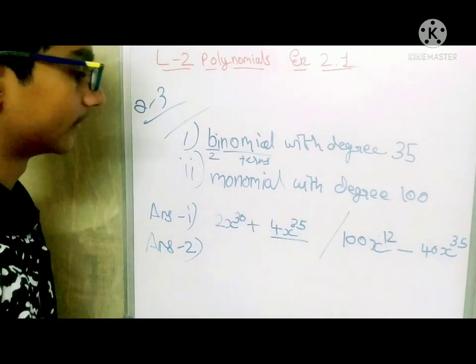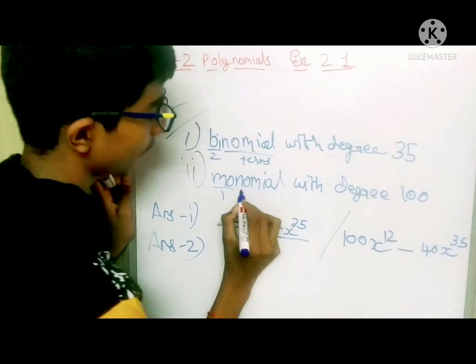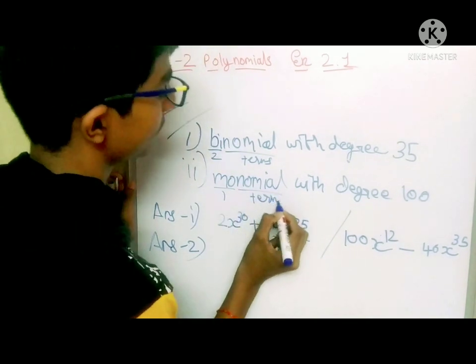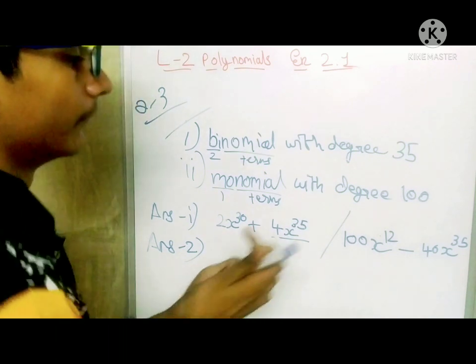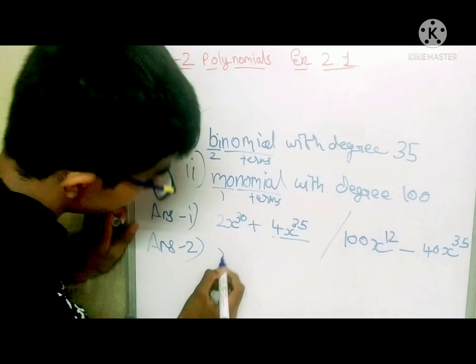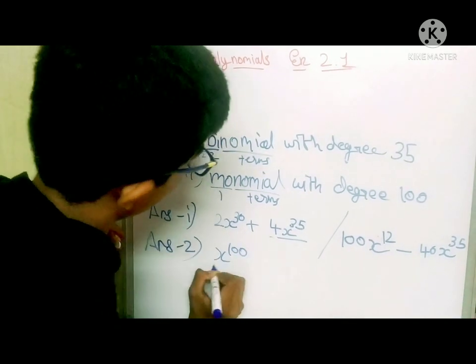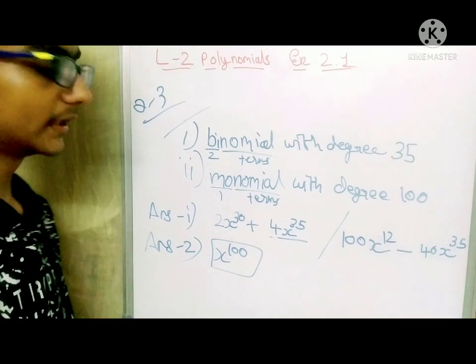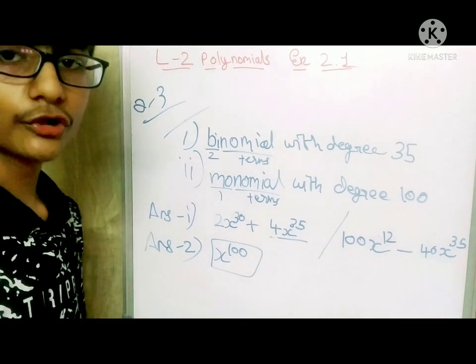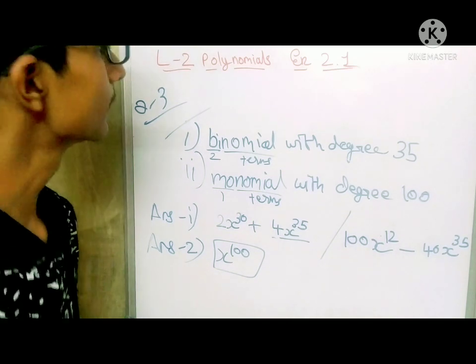So now answer number 2, a monomial with degree 100. Mono means one and nomial means terms. I already told, with degree 100. This is very simple. This is a monomial with degree 100. So I hope you understood today's videos, all the topics.